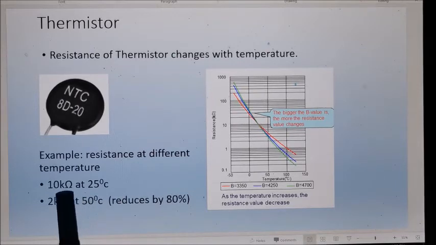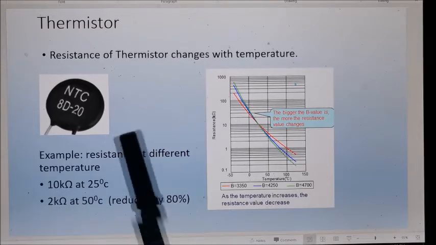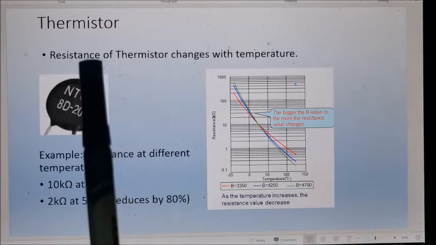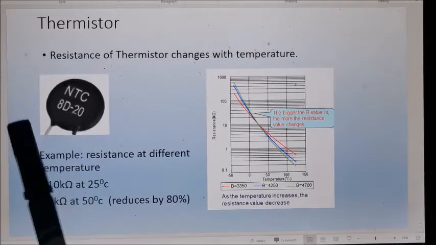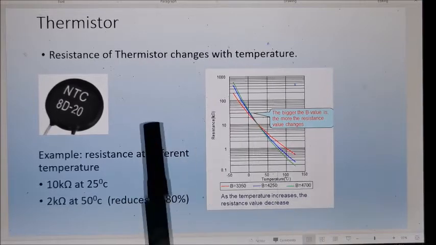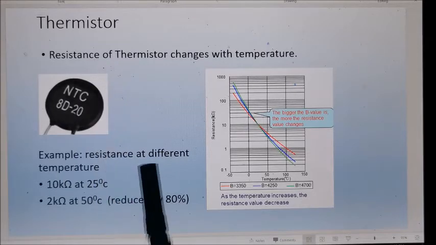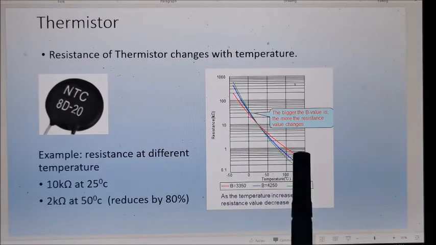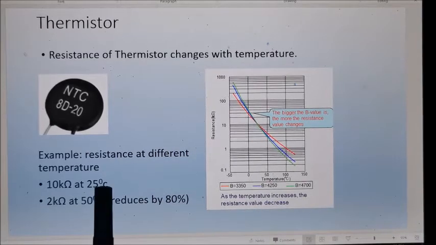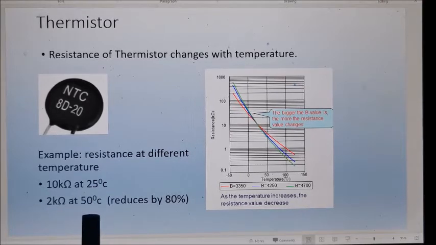Don't go and memorize that 10 kilo ohms is 25 degrees Celsius. No, you don't have to memorize all this. Every thermistor is different, so you don't have to memorize this. All you need to memorize is for NTC, negative temperature coefficient thermistor, as temperature increases, resistance drops, right? Now you can see how much it drops. An increase in temperature of 25 degrees from 10 kilo ohms, it drops by 80%, right? Drops by 80%. Yeah, one more thing I want to highlight.